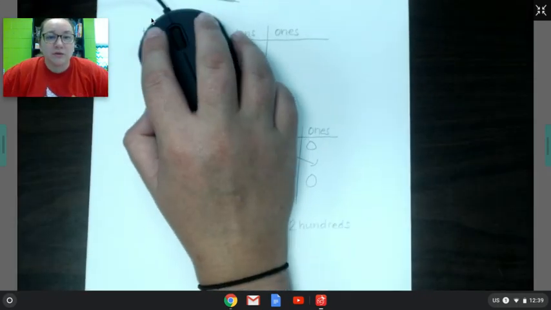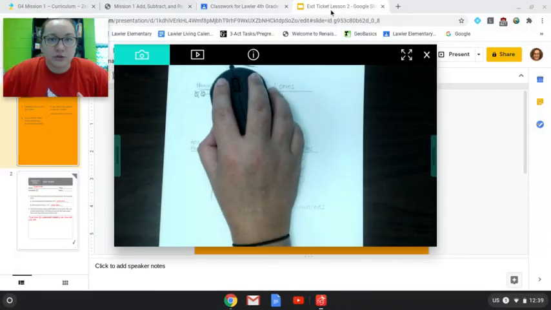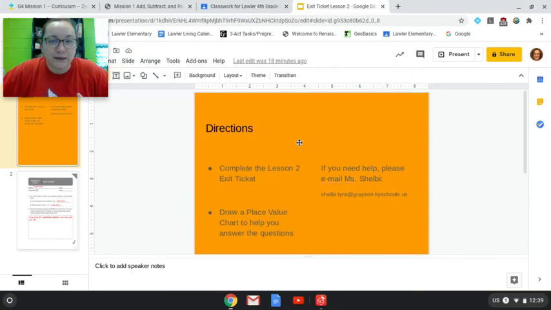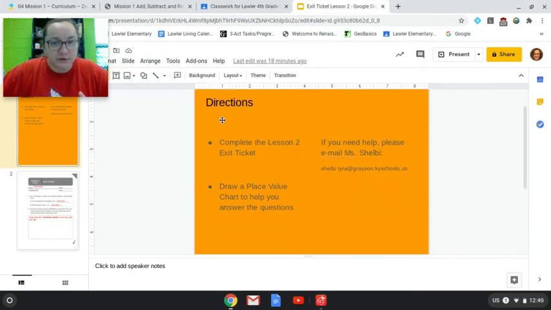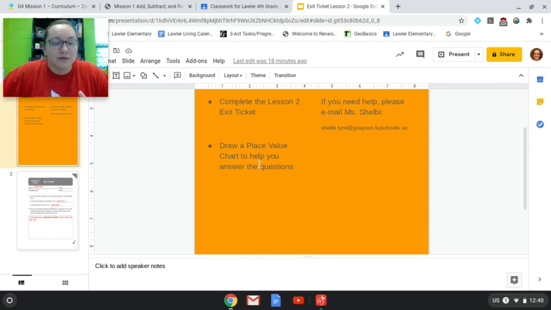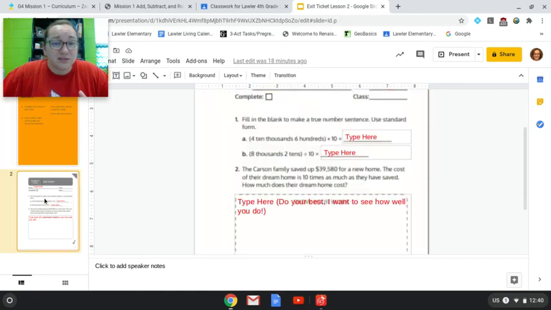Okay, so let me go ahead and show you what your exit ticket is going to look like. So I put some directions on the first slide. It says complete the lesson 2 exit ticket. Draw a place value chart to help you answer the questions. When you go to these questions, you don't have an option to draw a place value chart this time. So you need to get out a piece of paper and pencil and draw this in a place value chart, and then you're just going to type in your answer right here.